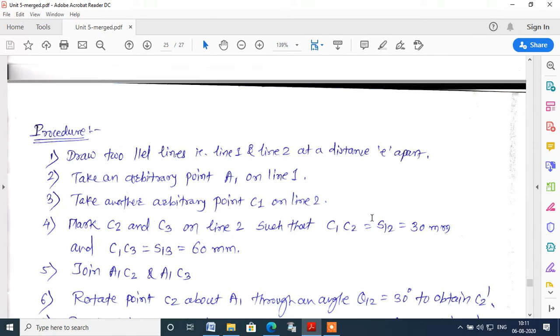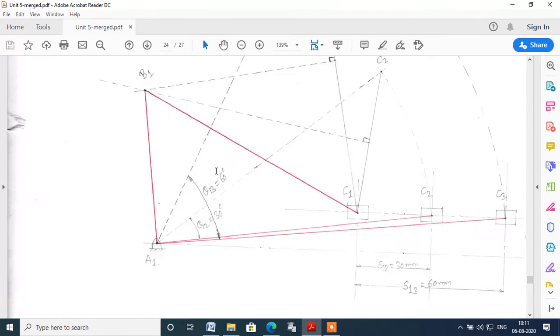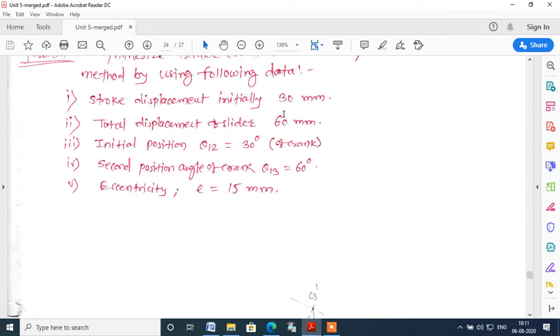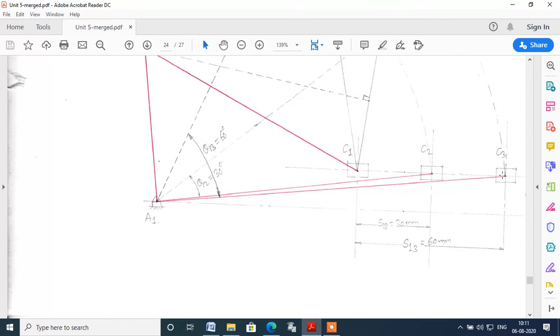C1 C2 is nothing but the initial displacement of the slider, that is S12, 30 mm, and C1 C3 is equal to S13, that is the final position of the slider, equal to 60 mm, as given in our problem here. Initial displacement 30 mm, total displacement of slider 60 mm. So you have to mark C2 and C3 such that C1 C2 is 30 mm. From C1 you have to take 30 mm distance and mark point C2, correct? Then from C1 you have to take 60 mm distance and mark point C3.